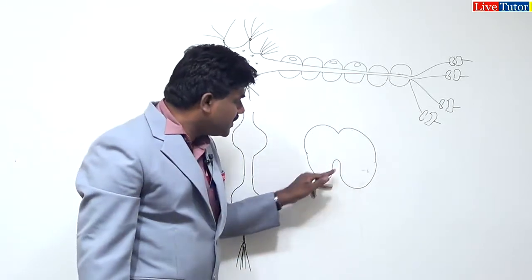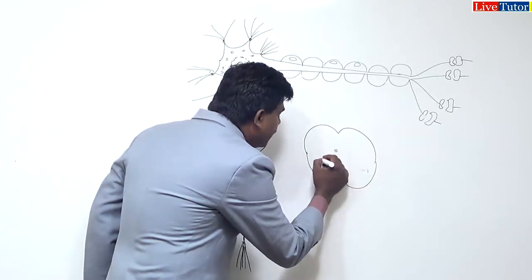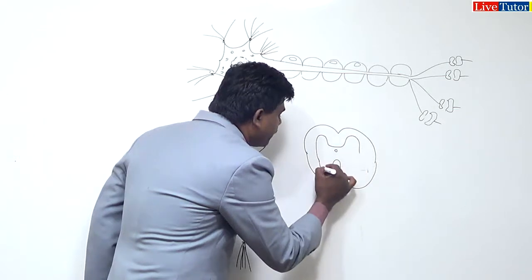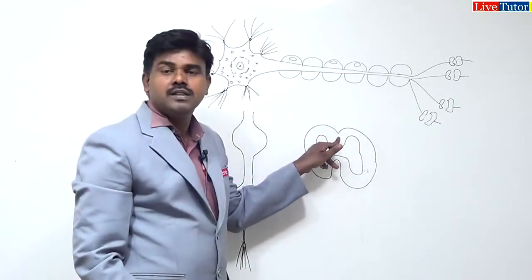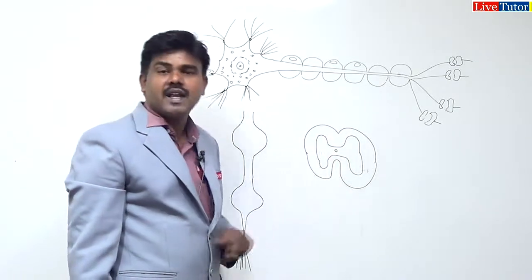The anterior region has a fissure. Then there is a central canal. The grey matter is H shaped. So the outer part is white matter, the inner part is grey matter, and then there is the central canal.